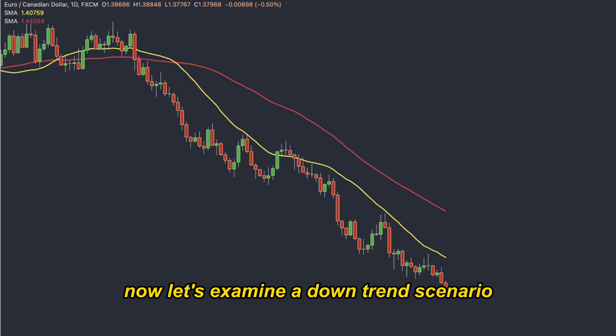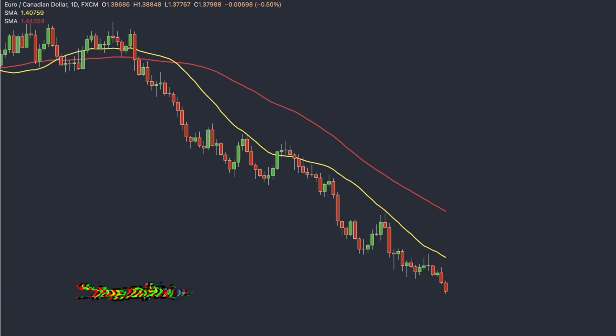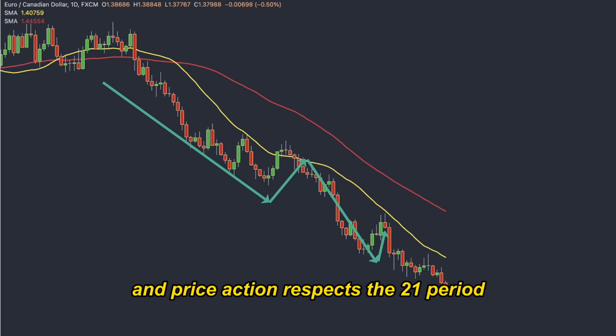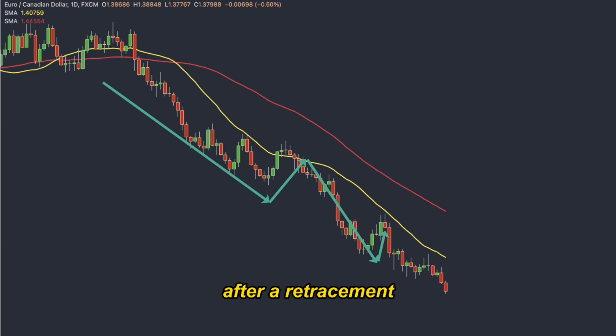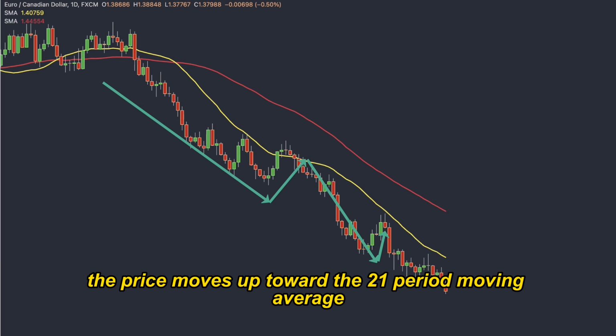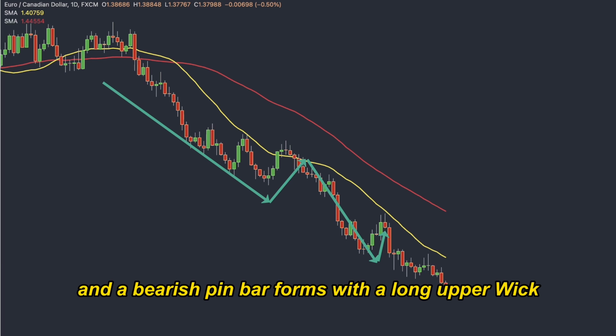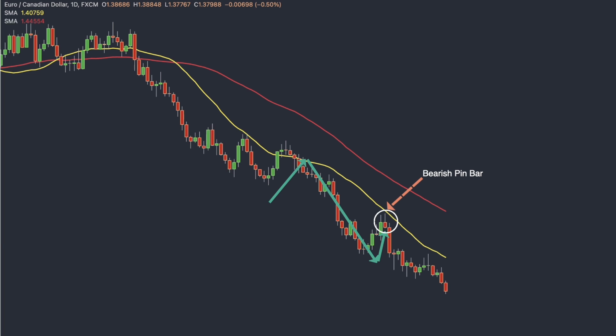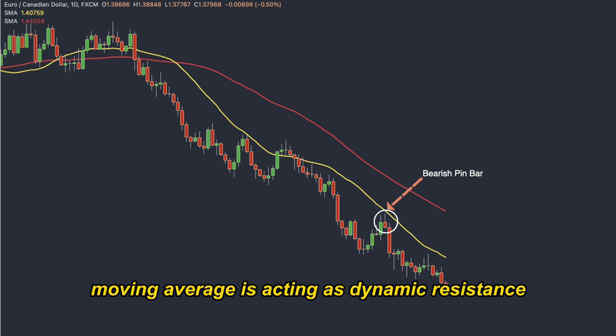Now let's examine a downtrend scenario. The market is making lower lows and lower highs, and price action respects the 21-period moving average as dynamic resistance. After a retracement, the price moves up toward the 21-period moving average, and a bearish pin bar forms, with a long upper wick indicating that the market tested higher prices but got rejected. In this case, the 21-period moving average is acting as dynamic resistance.